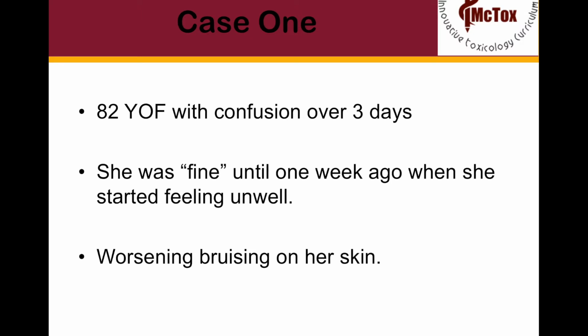Let's start with a case. An 82-year-old woman presents with progressive confusion over 3 days. Her spouse reports that she was apparently fine until 1 week ago when she started to feel unwell. He also noticed worsening bruising on her body.